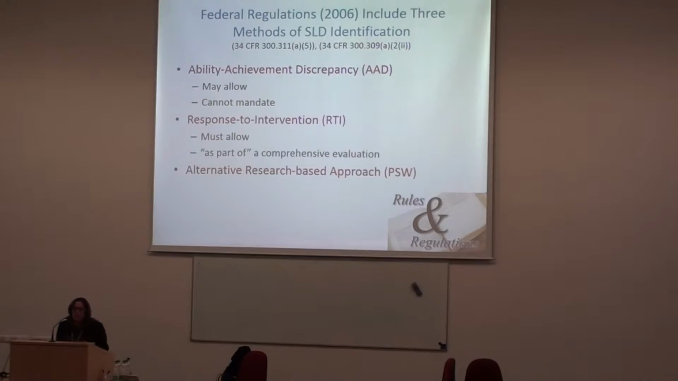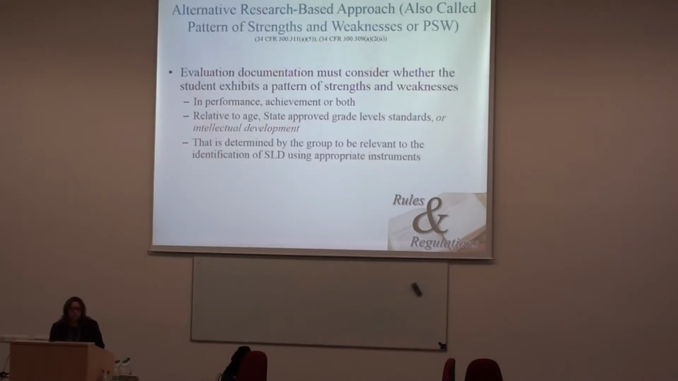But the problem with that model is that not all children who fail to respond do so because of a specific learning disability. You can fail to respond to scientifically based intervention for any number of reasons, only one of which is a specific learning disability. So that's why we are now pushing, and there's a trend in the States toward the PSW model, this pattern of strengths and weaknesses model, because it captures specific learning disability better than ability achievement discrepancy and better than the response to intervention approach.